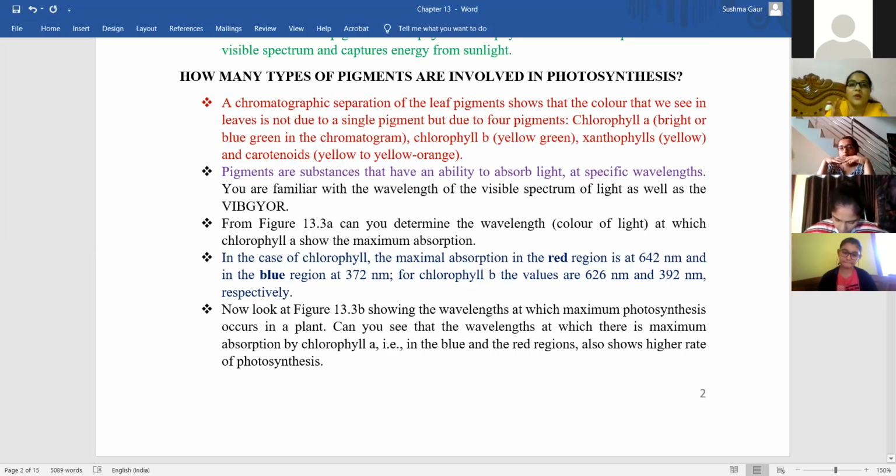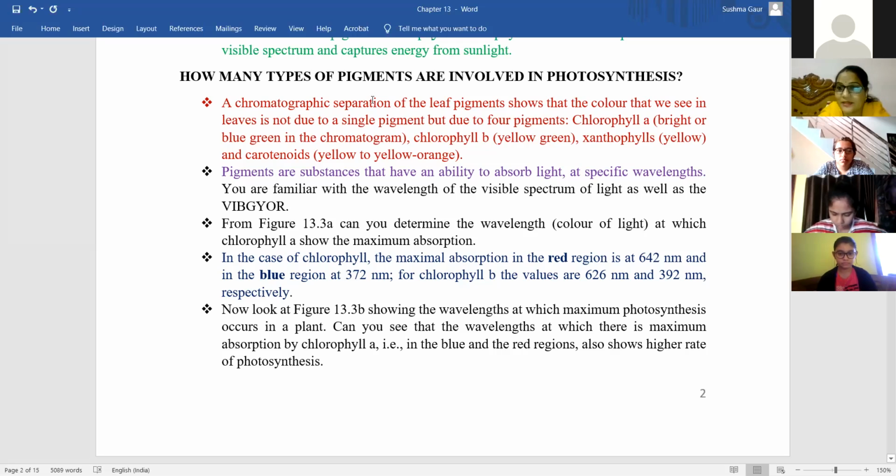Okay. So how many types of pigments are there? There are a lot of pigments other than chlorophyll that are involved in photosynthesis. So how can we come to know what pigments are involved in the process of photosynthesis? By a chromatographic technique, chromatographic separation.